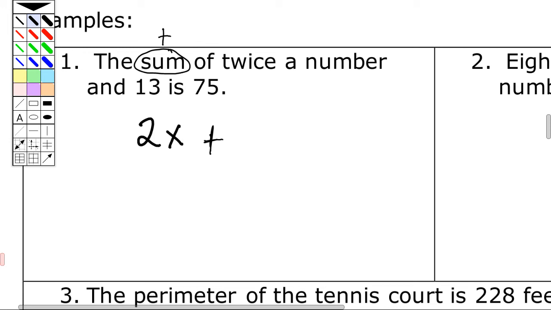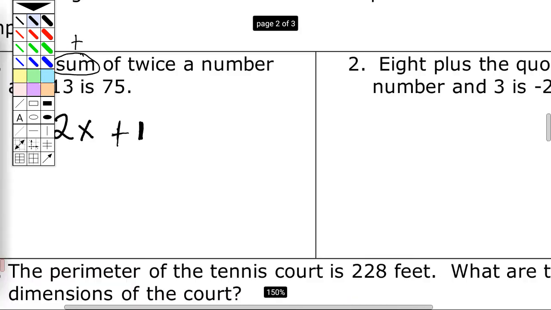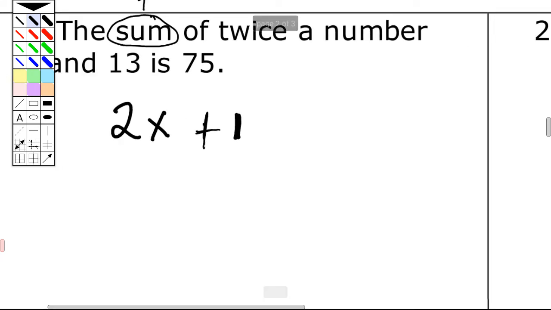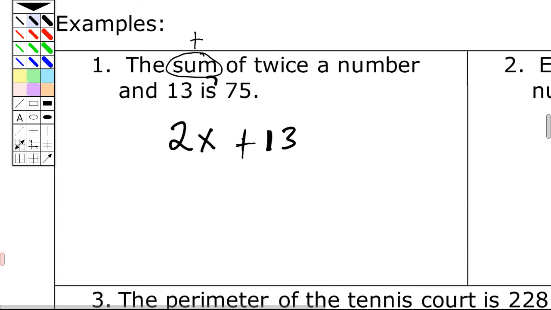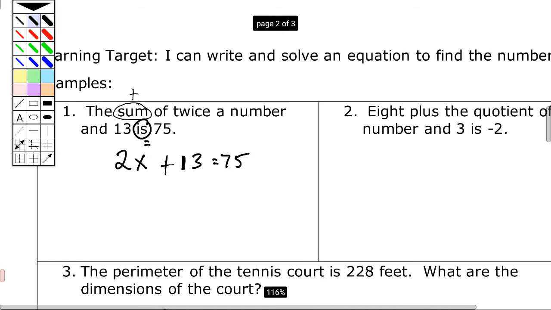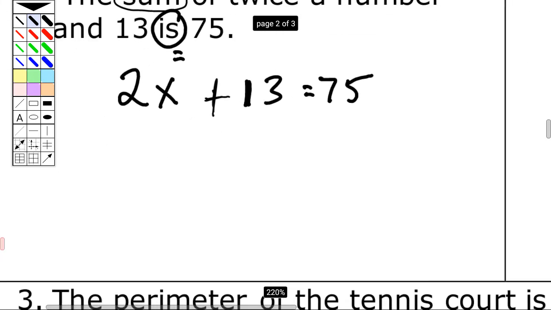so when I add those up, I get 2x plus 13. Is in math means equals, so equals 75. Alright? And now we got to solve it. What is that mystery number? Okay, so I'm going to subtract 13 from both sides.